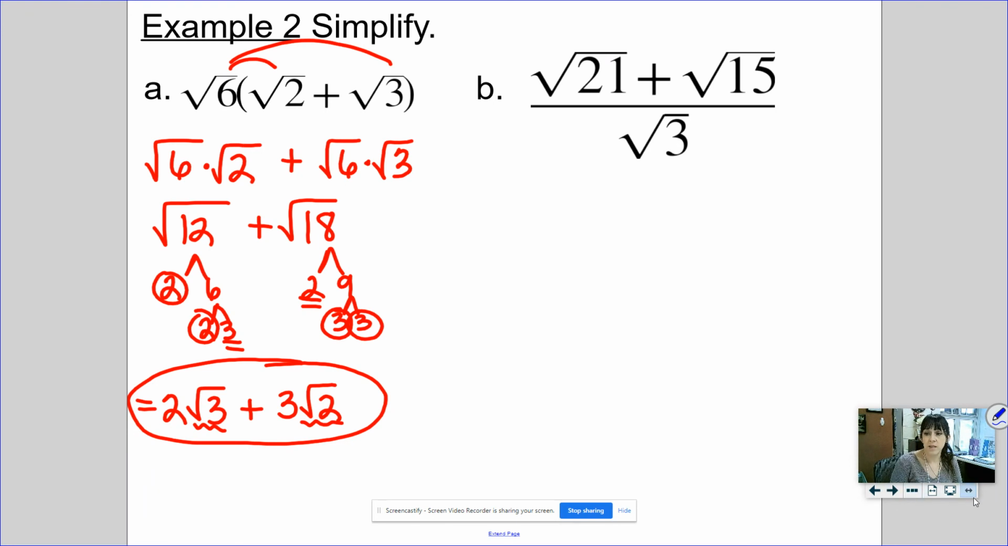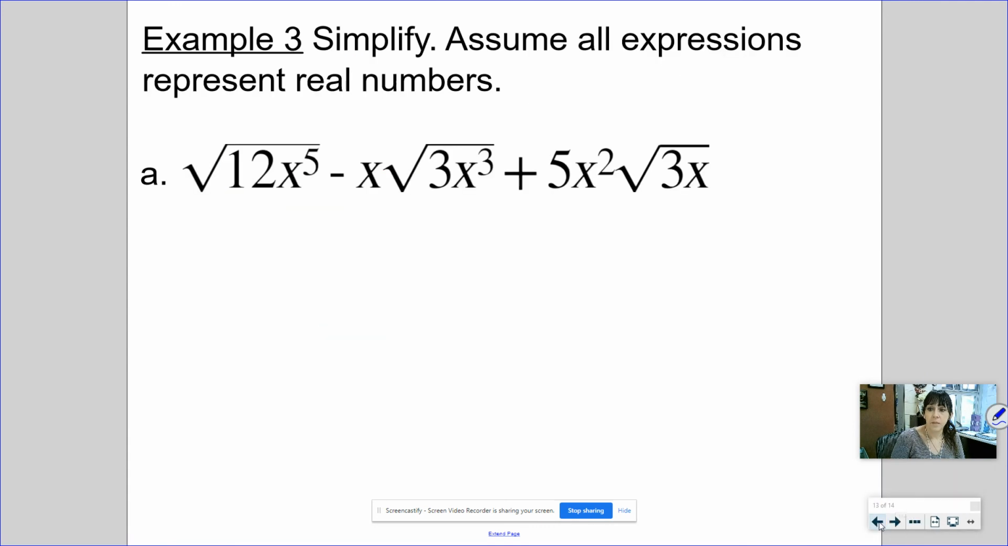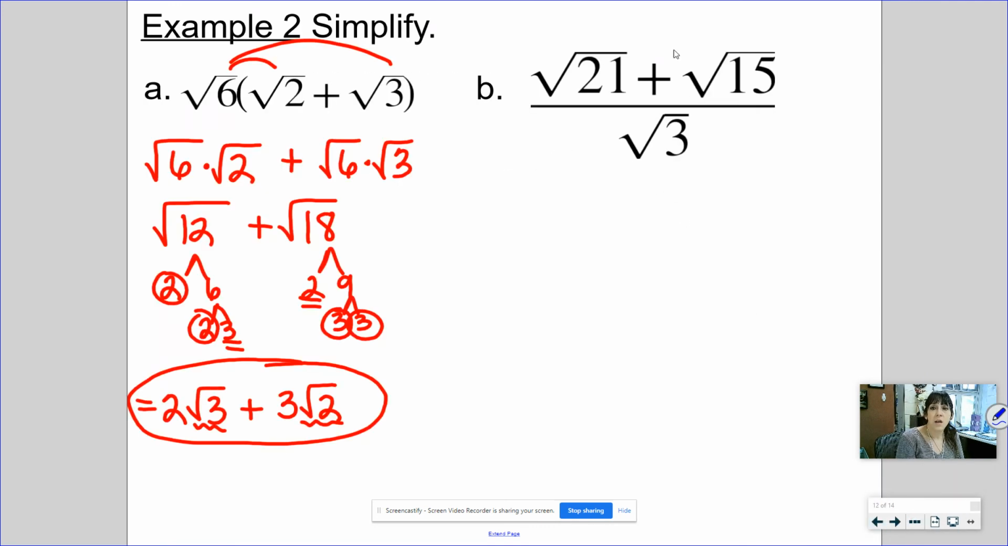I think this is my last example here. Nope, I've got one more after that. Almost done. The next example is a division question. You're dividing the entire numerator by radical 3, which would probably be easier to see if you broke it up like this. Let's look at just one group at a time.